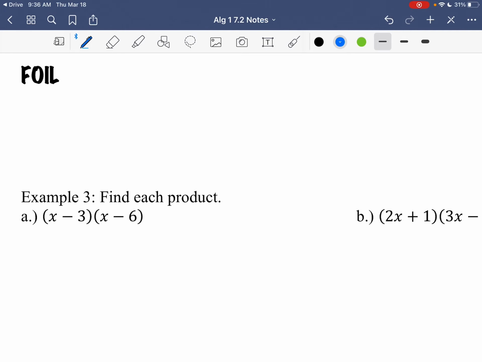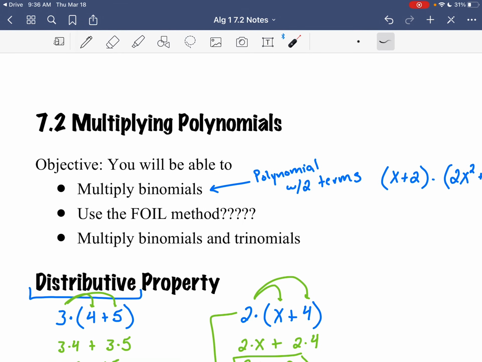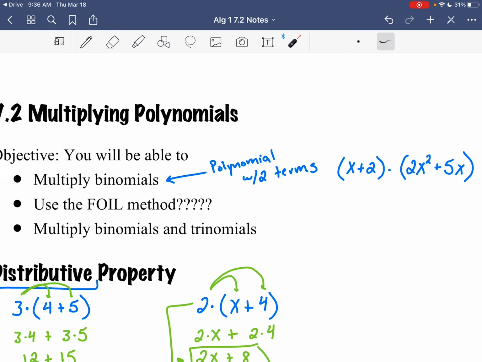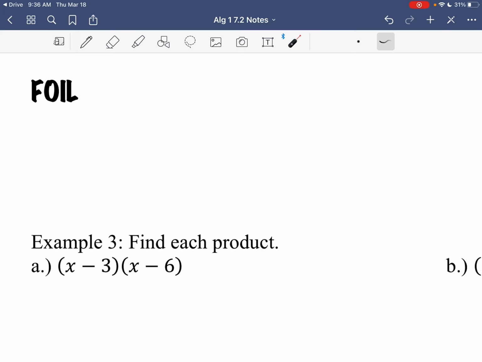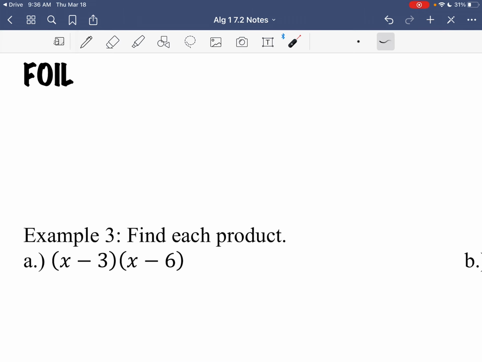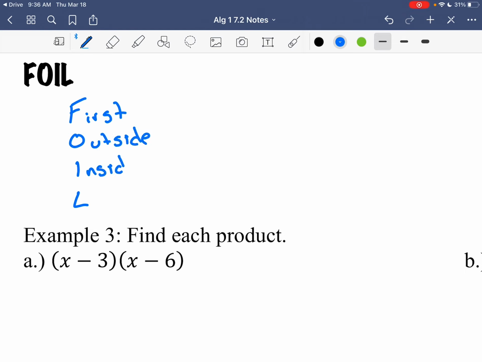I do not use the FOIL method. So this is this next one here. Our next, use the FOIL method. So you have all those question marks behind it. The FOIL method is really not necessary. You don't need to know it. Really, FOIL is an acronym. It stands for first, outside, inside, last. Really, it's just a way of describing the distributive property.